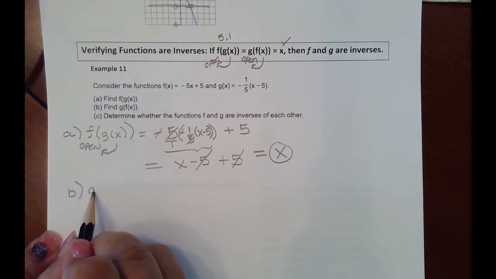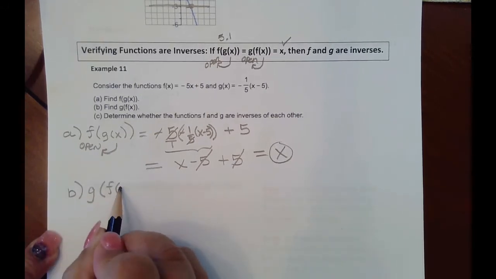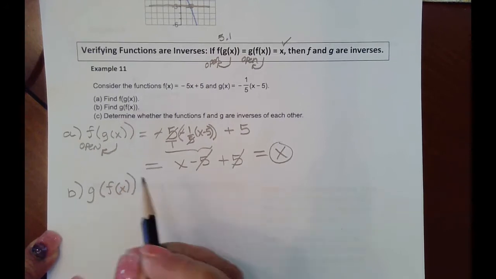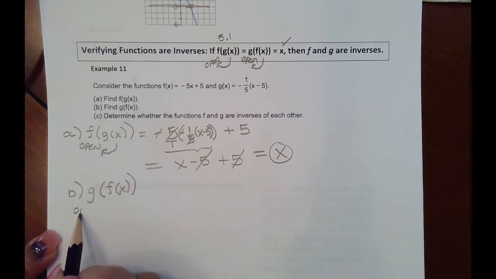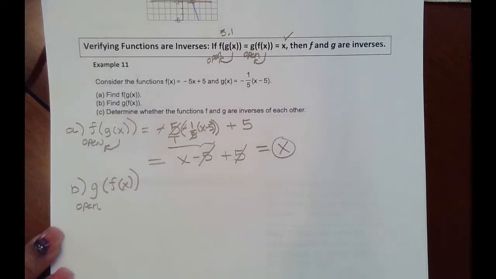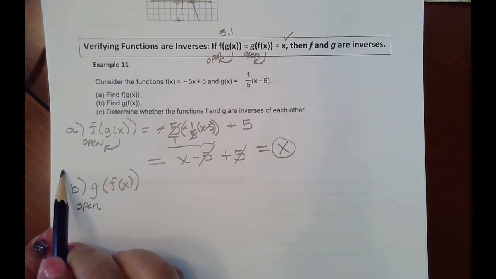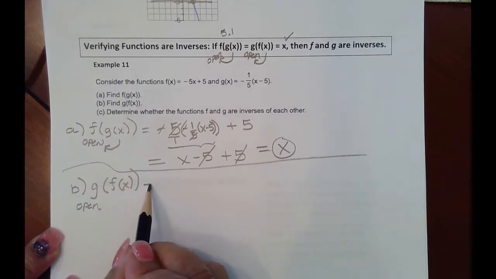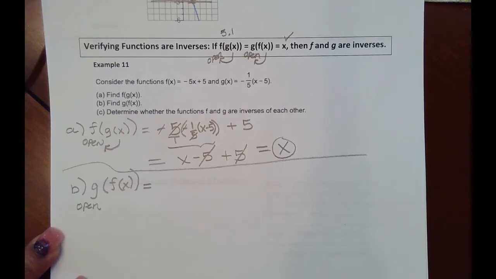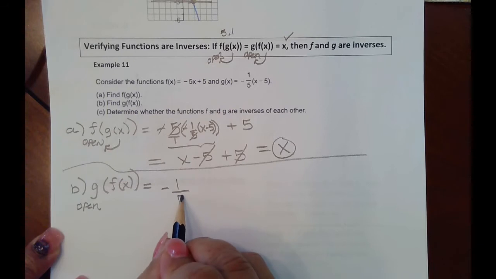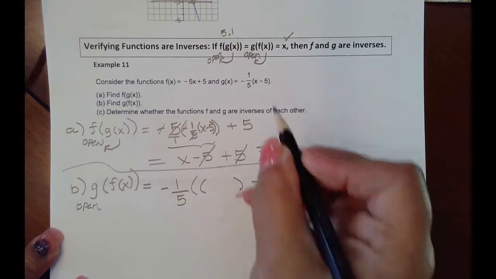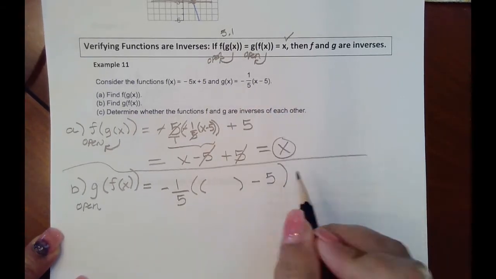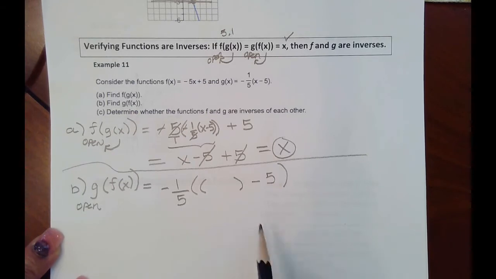Let's go back the other way. This time we're going to do g composed of f of x. So this time f of x is the inner function being substituted into that outer function. So you have to open up the outer function so there's a place to plug it in. Okay, here we go. Opening up the g function, which is negative 1/5 times, and you have an x inside that parenthesis minus 5. Okay, so I always put an extra set of parentheses for the x.